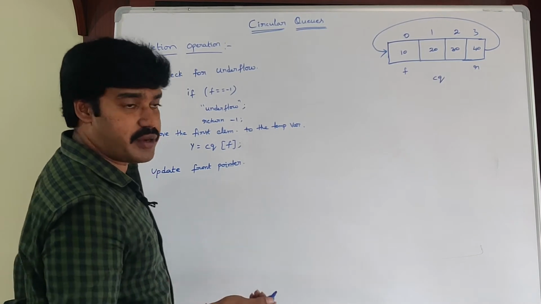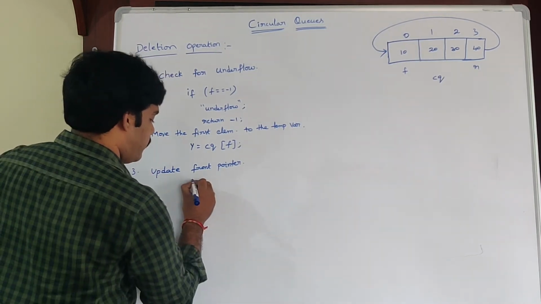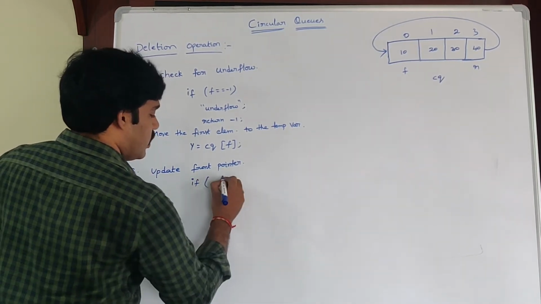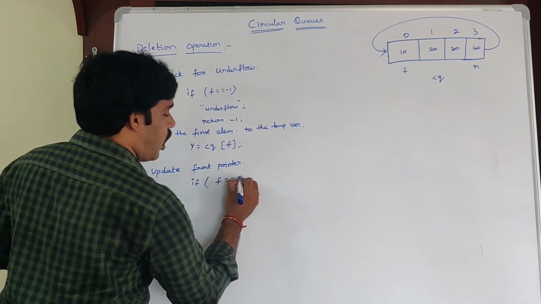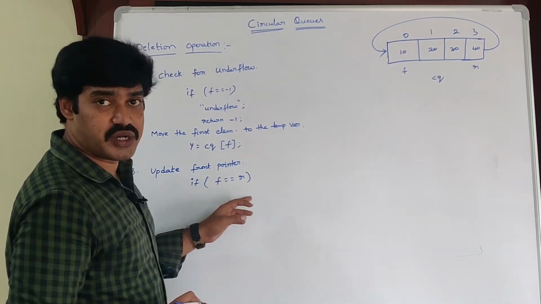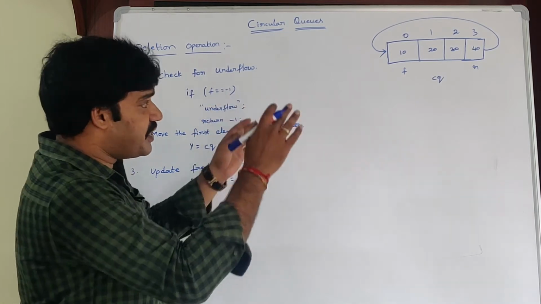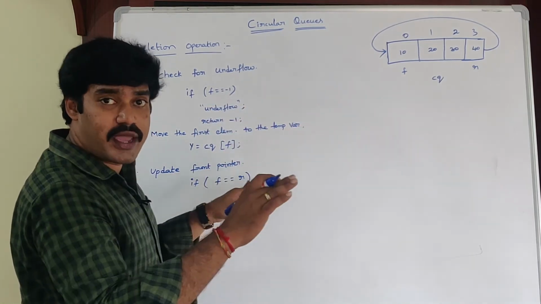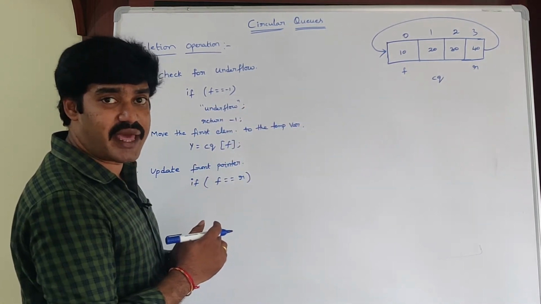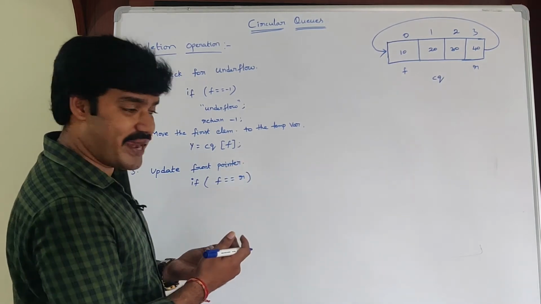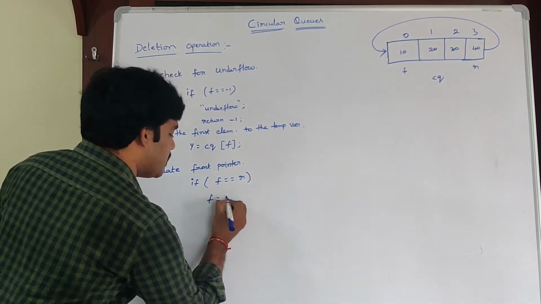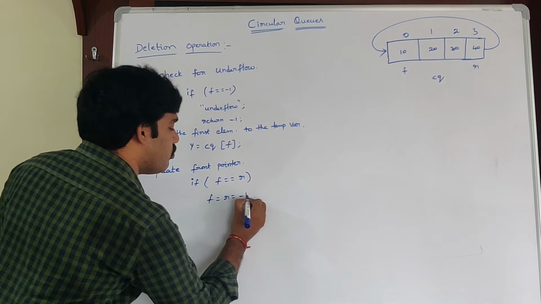How to update the front pointer? If F is equal to R, that means after deleting an element, if there are no elements in the circular queue data structure, then reset them to which one? -1. Then F is equal to R is equal to -1.